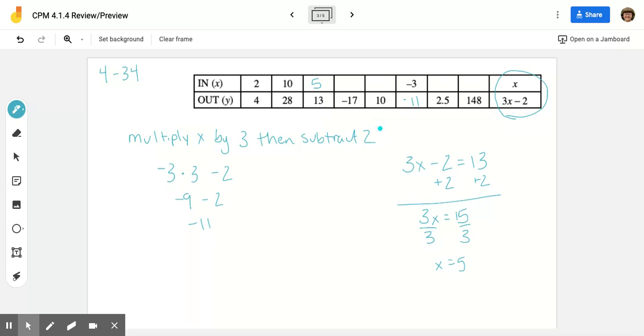So you're just, you're writing an equation, you're still writing an equation, but what you're solving for is x instead of y. So I just substitute this number for y. This is one side of my equation, this is the other side of the equation, and I solve for x.